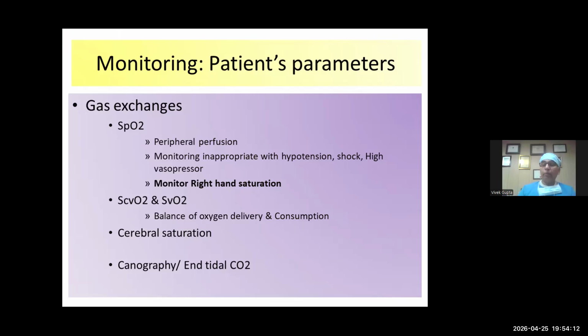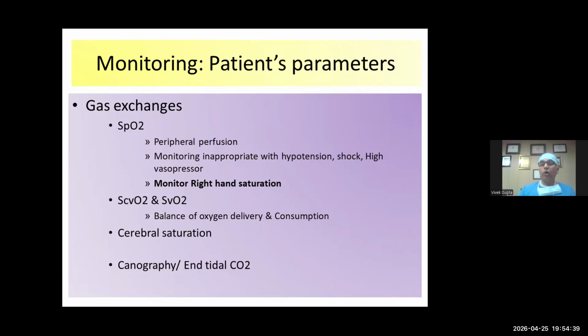Whenever a patient is hypotensive or in shock, you might not get an oxygen saturation reading. So you look at the blood gases and you look at the PO2. What is most important to remember here? If you are using a femoral VA ECMO, you must monitor the right hand saturation. Preferably, the right radial artery should be cannulated and you must check the blood gases. But if not, at least monitor the right hand saturation.